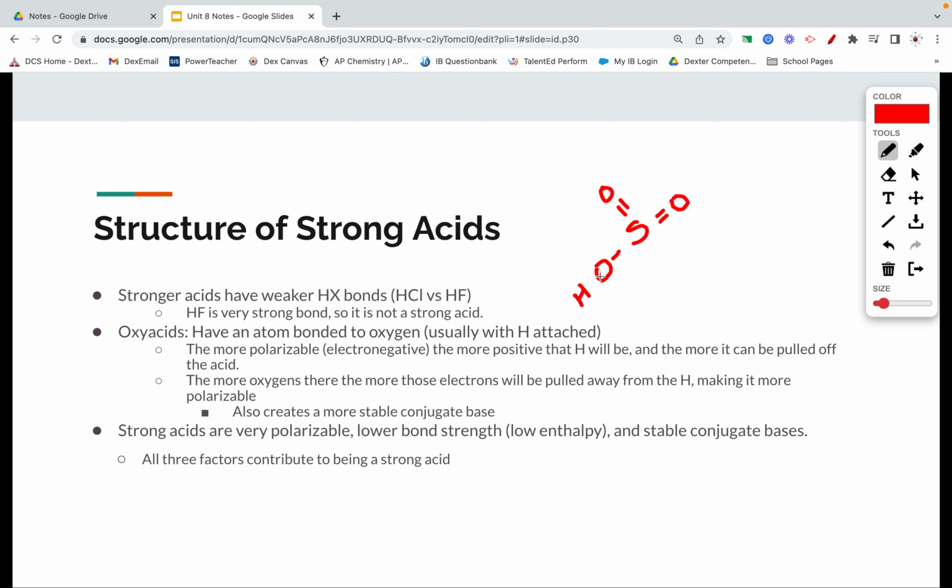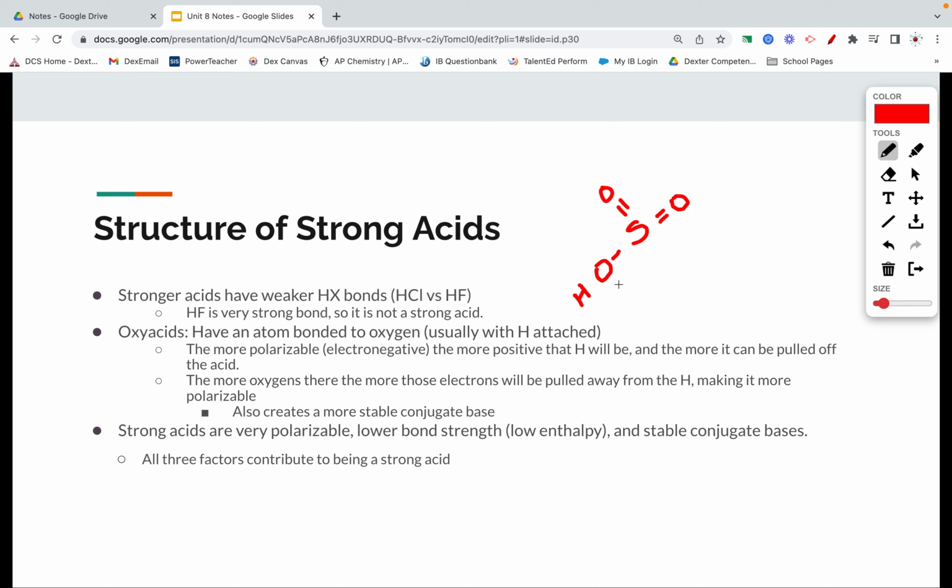Okay, so it has these oxygens that are more electronegative. They're more polarizable. The more positive that the H will be, the more they could be pulled off from the acid, because this oxygen is going to be pulling on the electron on this hydrogen. So this hydrogen becomes more positive, and it could be more easily pulled away. And it also means that this conjugate base is going to be more stable because it has all of these oxygens keeping tight to those electrons.